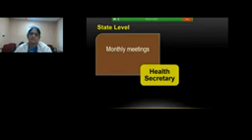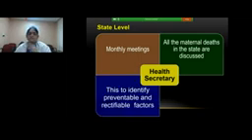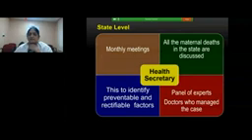Then we have a state level, wherein the health secretary conducts the meetings. Usually it's monthly, but sometimes due to lack of time, it takes place maybe once in 2 to 3 months, where they collectively discuss all the deaths which have occurred in the state. This is in Tamil Nadu. We do also have it in Pondicherry. This is again to identify preventable and rectifiable factors, wherein the panel of experts and the doctors who managed the case present.